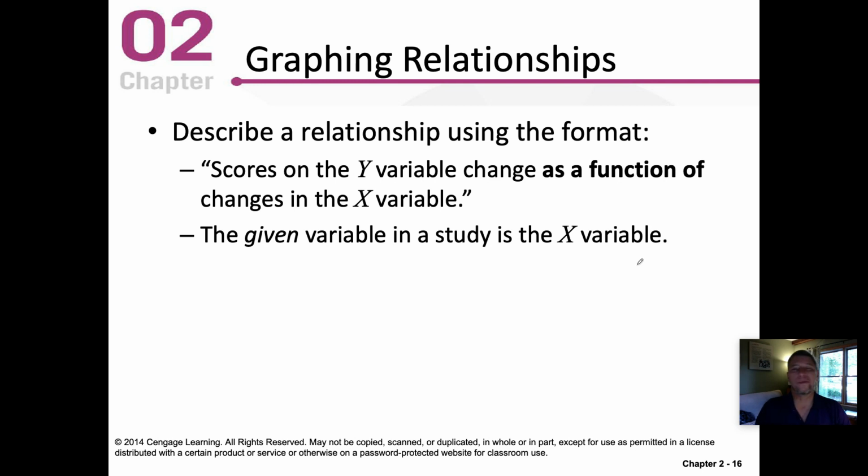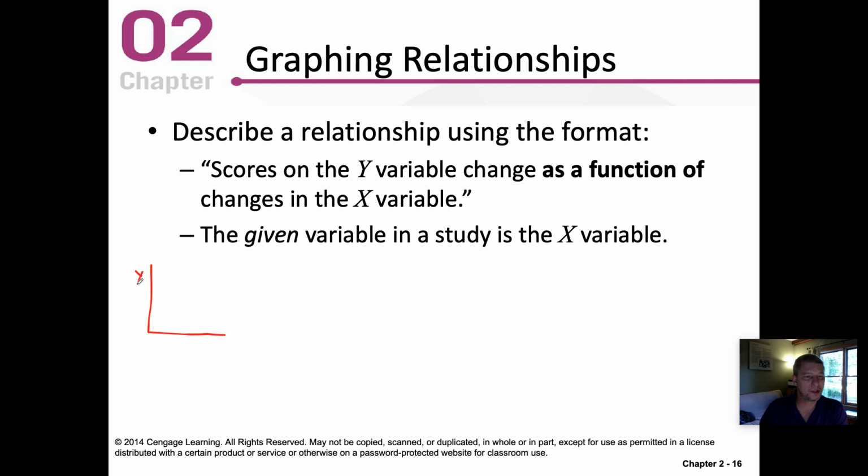Now, one of the easiest ways to determine, just visually now, not with a statistic yet, how strong a relationship is, is by looking at a graph of the data. And graphs, generally speaking, describe a relationship using the format: scores on the y variable change as a function of changes in the x variable. Okay, so as the x variable increases, the y variable blank. All right. Now, you can have all sorts of relationships here.